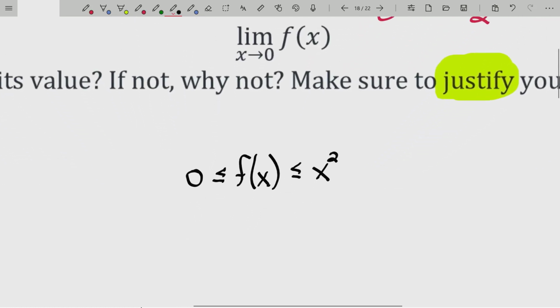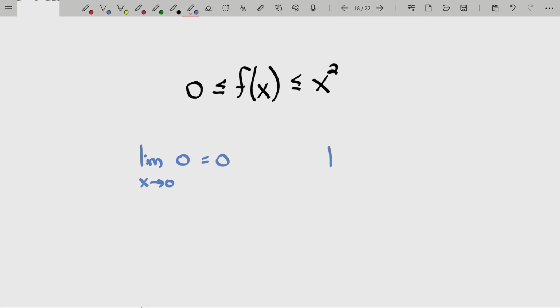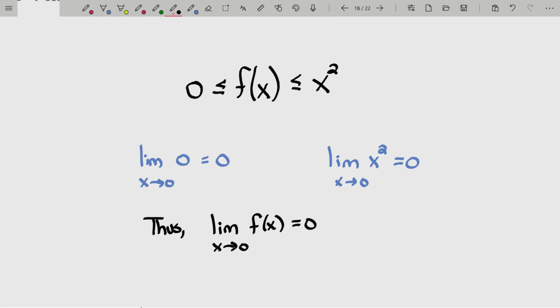So, notice I've created a triple-sided inequality, and now I'm going to pull something out from the past. The limit as x approaches 0 of 0 is equal to 0. Yeah, that's right. And the limit as x approaches 0 of x squared, that's 0 as well. Of course. Thus, the limit as x approaches 0 of f of x must be 0 by the squeeze theorem. Ha-ha!